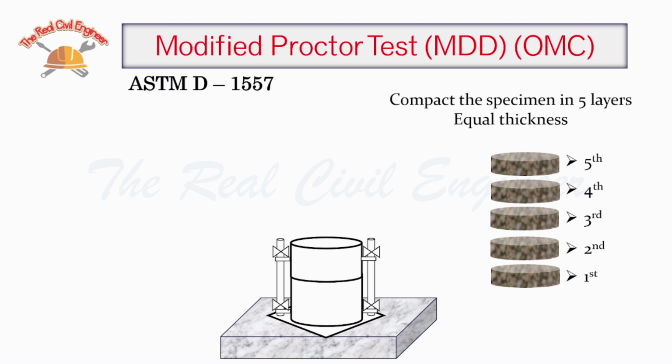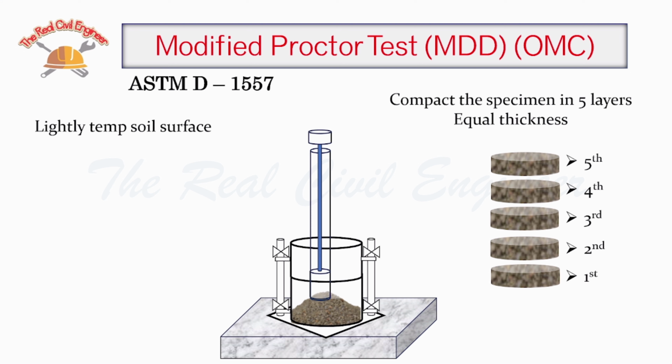Compact the specimen in 5 layers, each layer approximately equal in thickness. Place the loose sample into the mold and spread it into a layer of uniform thickness. Lightly tamp the soil prior to compaction.